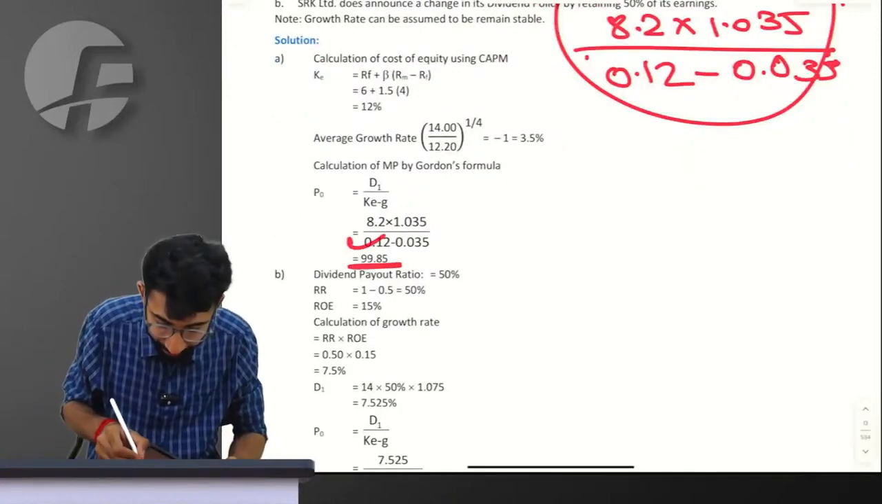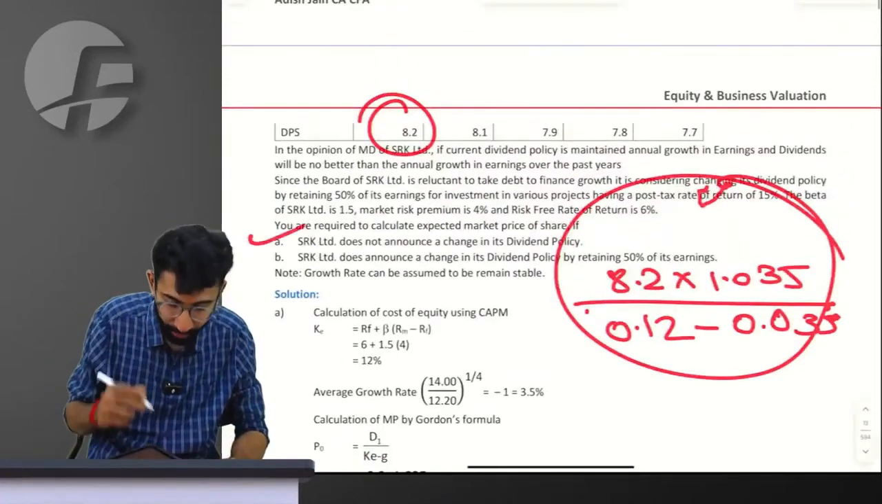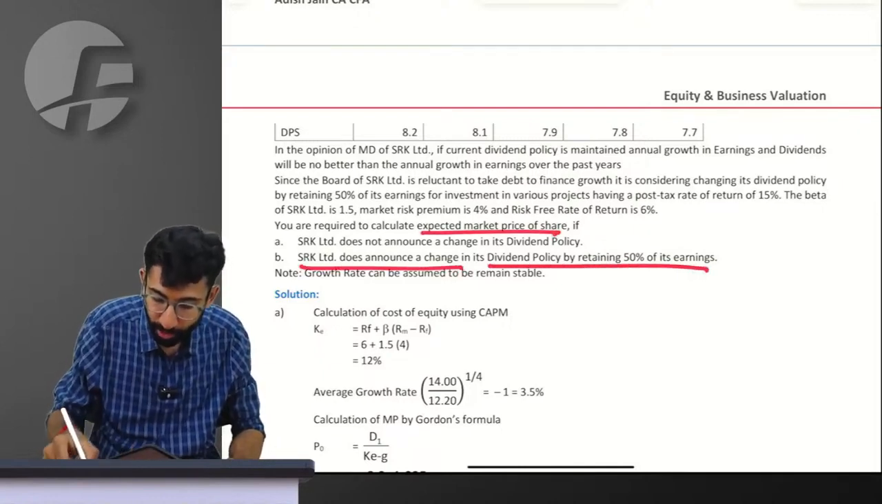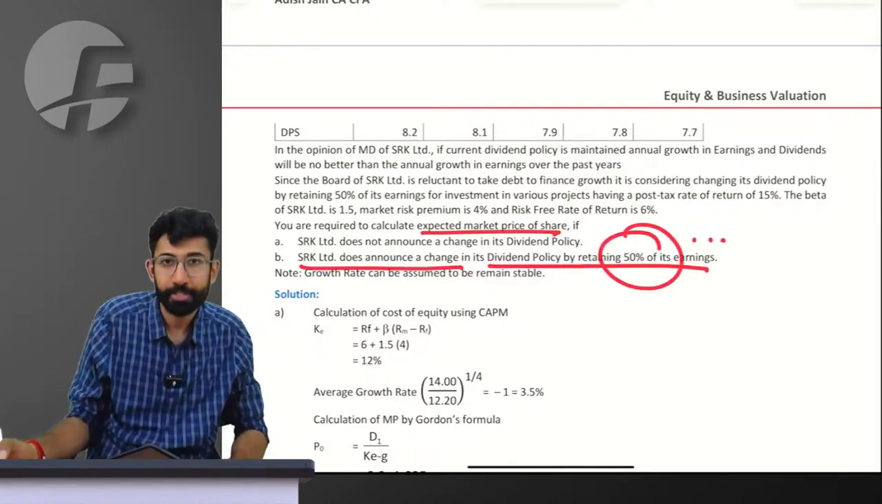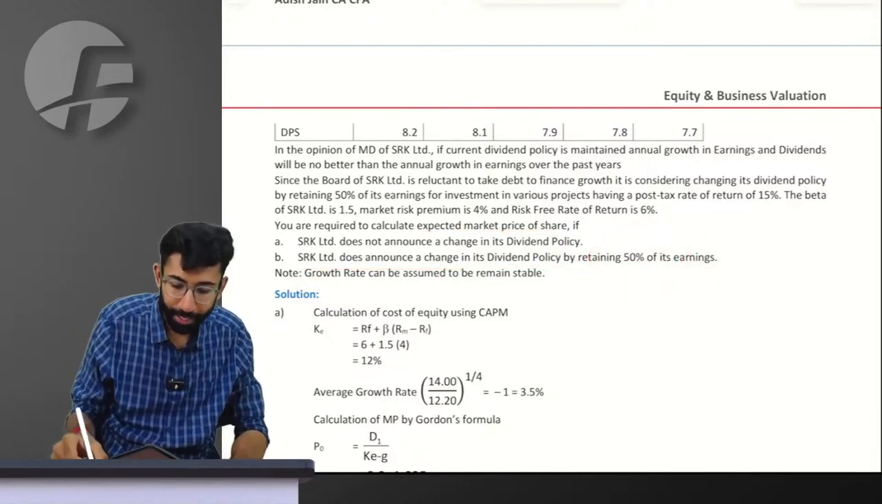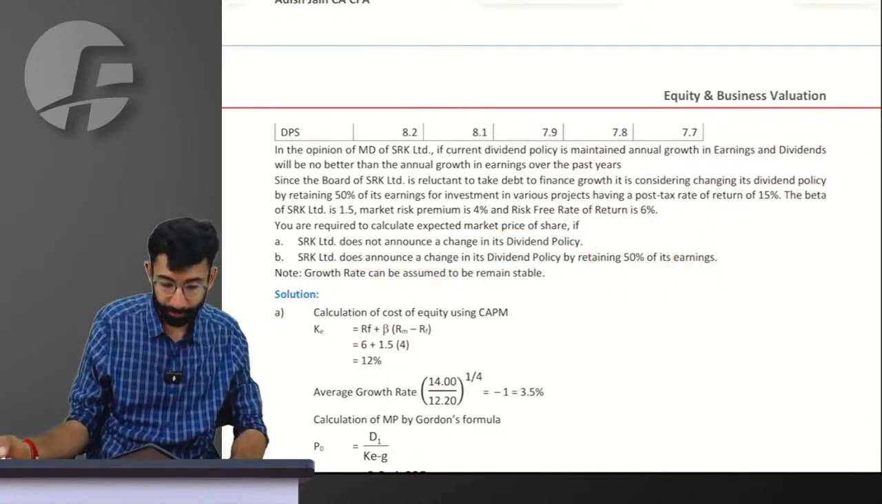99.85 is being told as the answer, which is fine. Answer to part 1. Now part 2: calculate the market price if the company announces a change in dividend policy by retaining 50%. If the retention ratio changes to 50%, what will happen? A very important question.